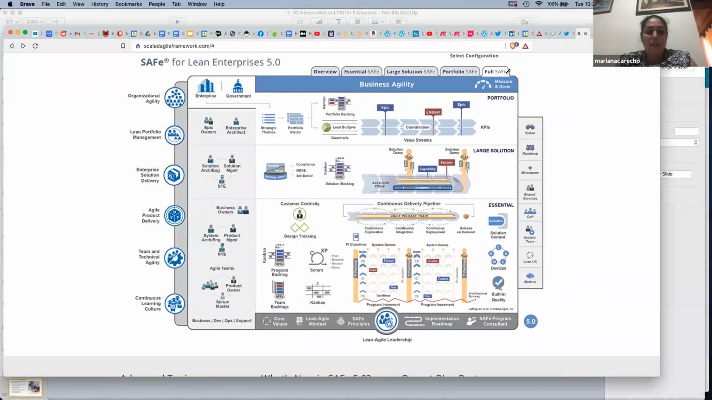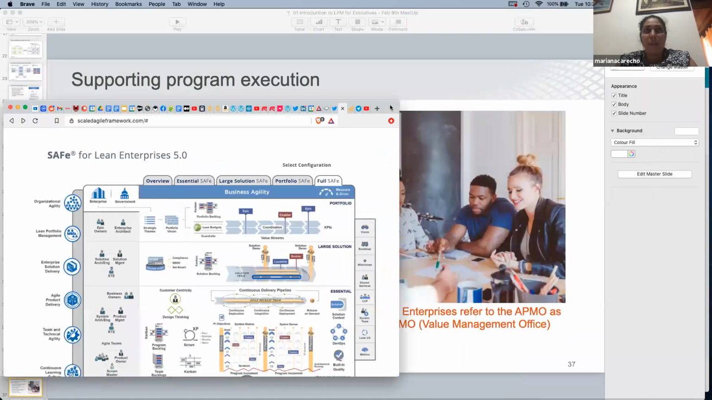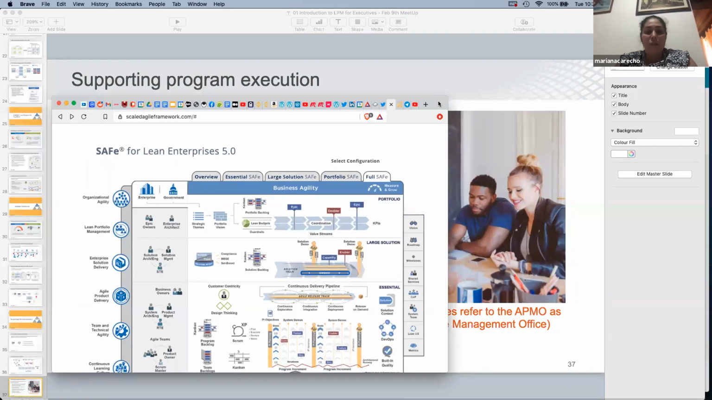Okay, I got it. It's more like aligning the milestones and bringing them together in certain points, right?